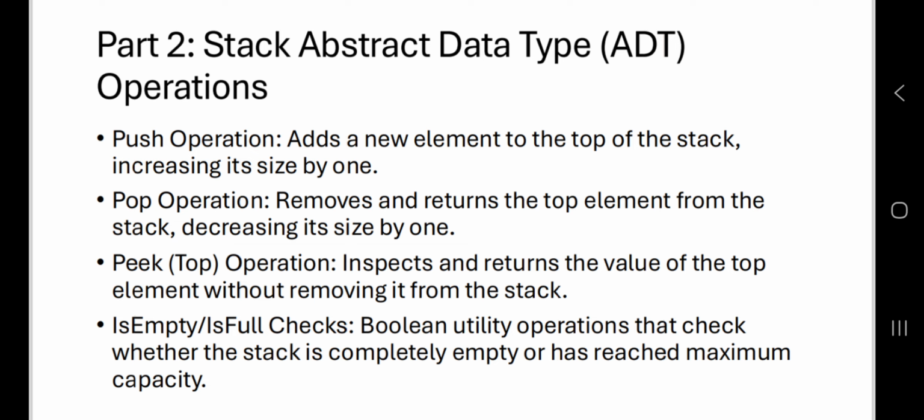Next, we have the pop operation. This removes and returns the top element from the stack, which decreases the size by 1. And we have the peek, or top, operation, that allows us to inspect and return the value of the top element without removing it from the stack. And then we have the isEmpty and isFull checks. These are boolean utilities that check whether the stack is completely empty or has reached its maximum capacity.